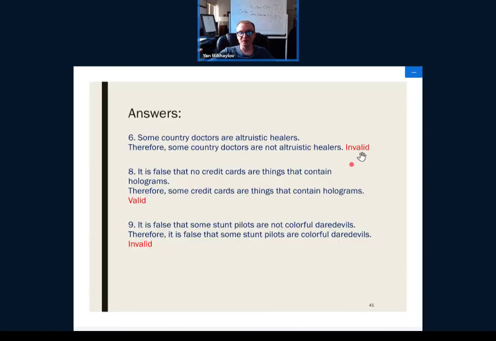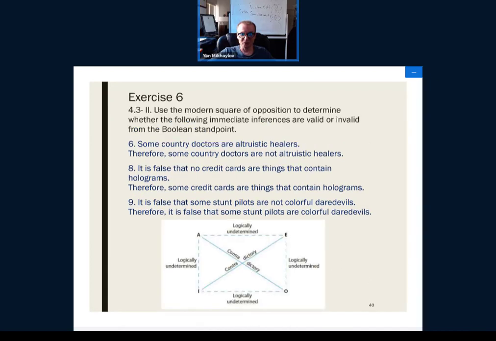Okay, that's a super easy answer. Invalid, valid, invalid. I thought that was really clear. I don't know what exactly the problem is. Again, this is very simple.